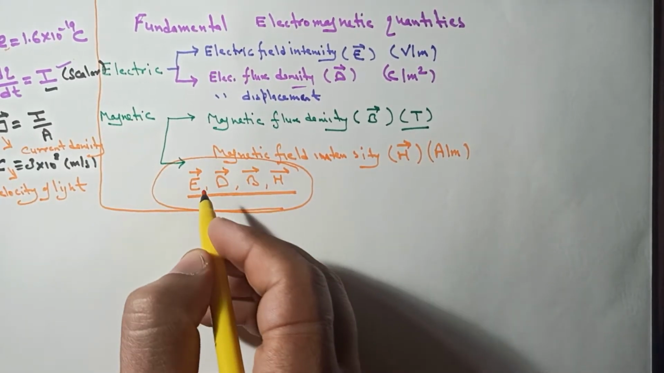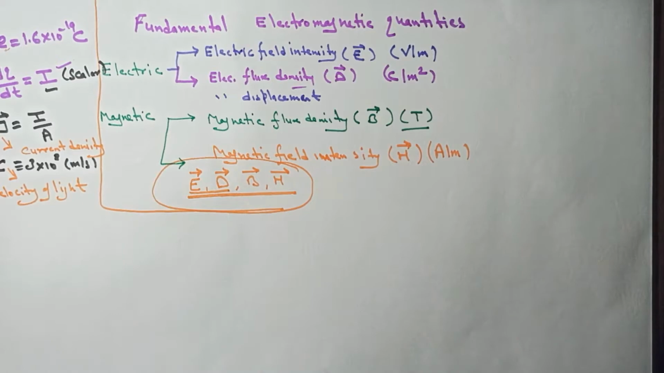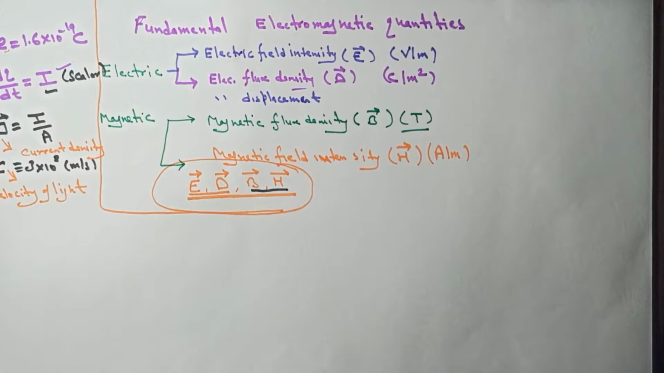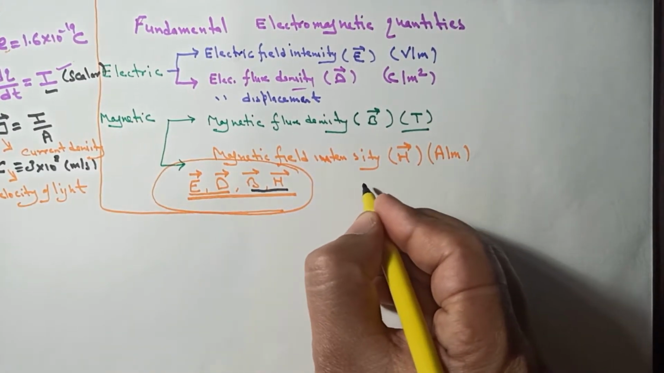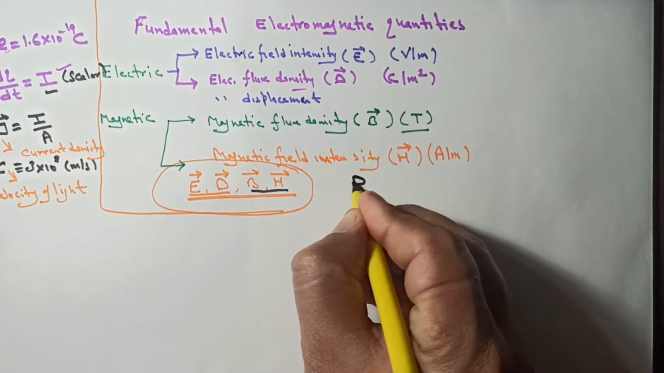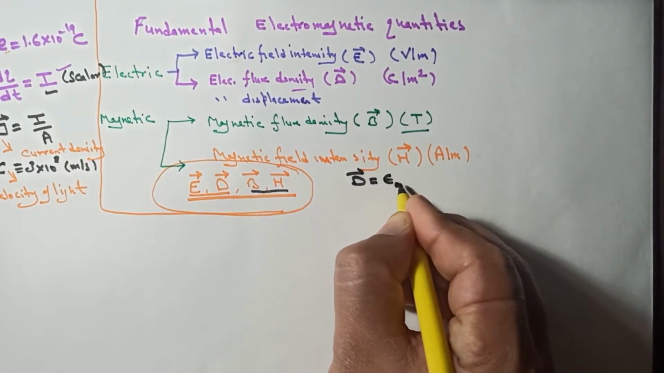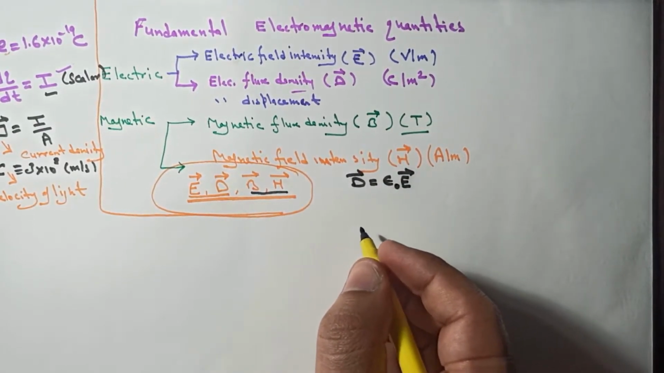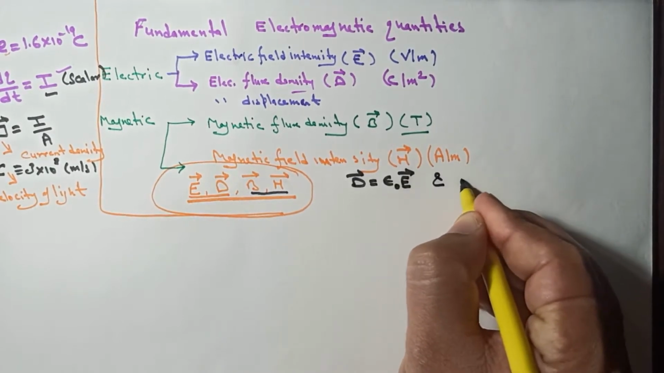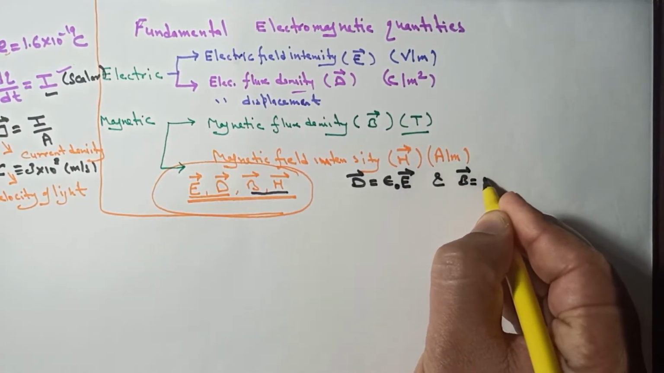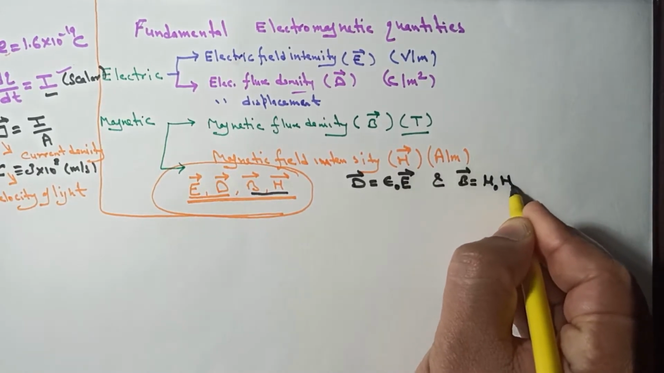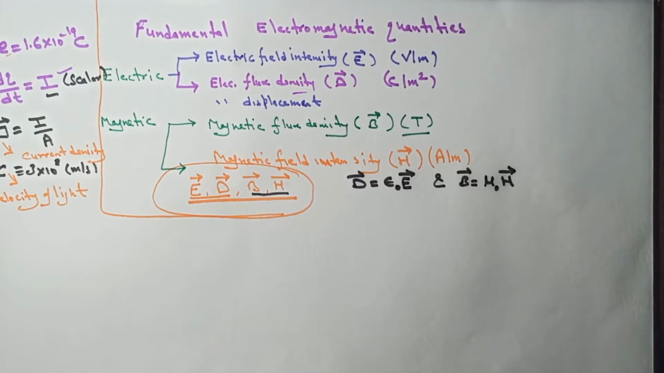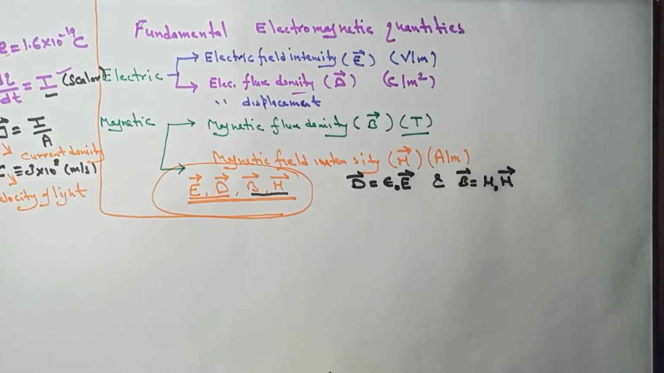Now these D, E and D, and this B and H hold the relationship. D is equal to epsilon naught E. I will define what this epsilon is. And B is equal to mu naught H. Now let us define what this epsilon naught and mu naught are.